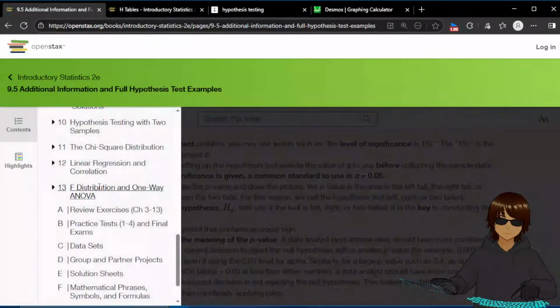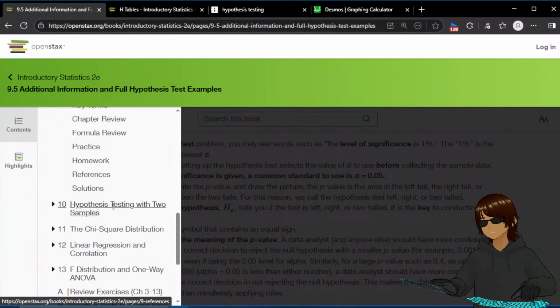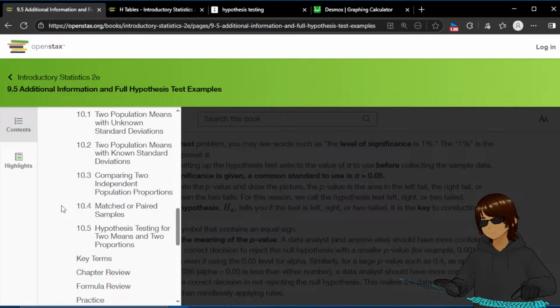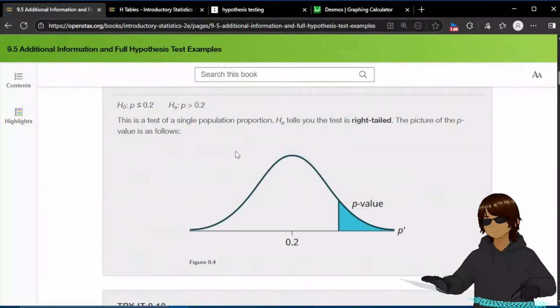I think I should do the next chapter as well. I wanted to do some examples.